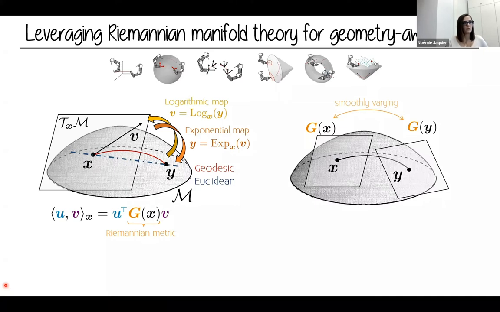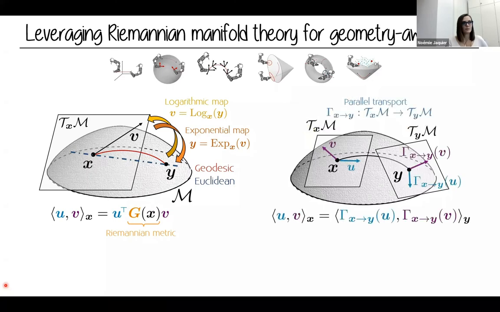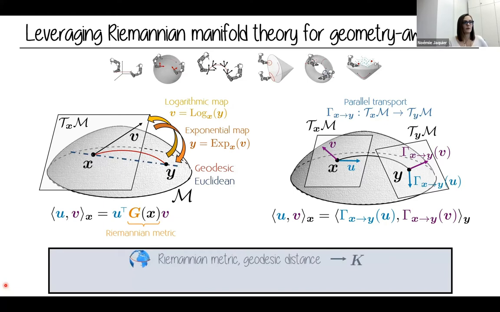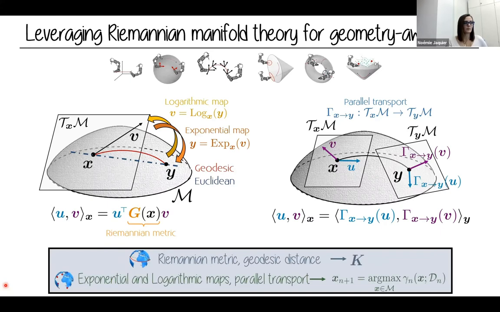And the last tool that we're going to use later is called parallel transport. It allows us to move vectors from one tangent space to another, such that the angles, so the inner product between those vectors, is conserved. This is kind of the basics of Riemannian geometry that you need to know to then understand the generalization that we do for the kernel and the optimization of the acquisition function to the manifold. As I told you, we're going to use the Riemannian metric and the geodesic distance for the kernel, and the exponential and logarithmic maps and parallel transport operation for the optimization of the acquisition function.